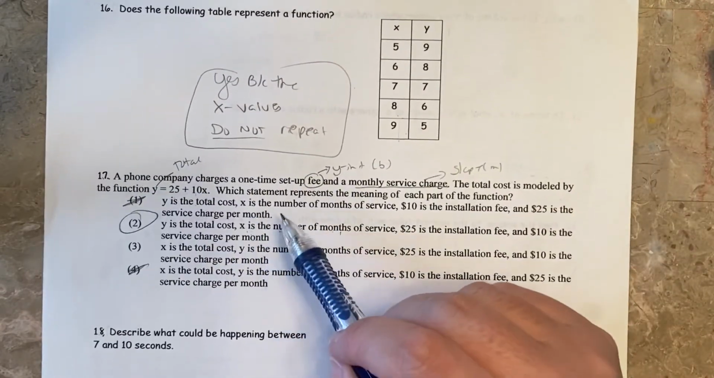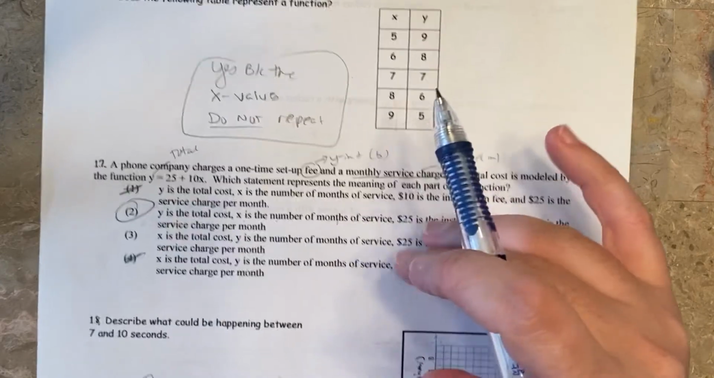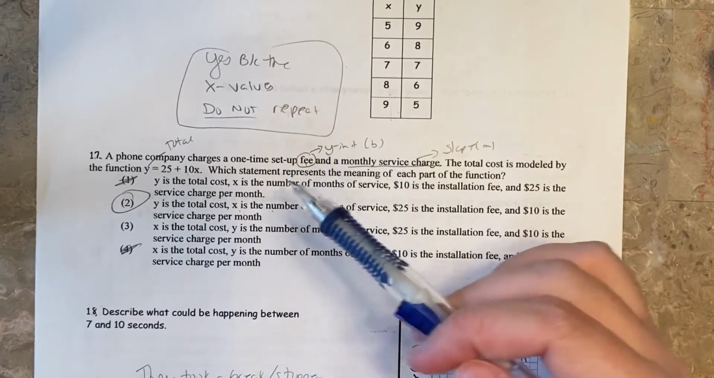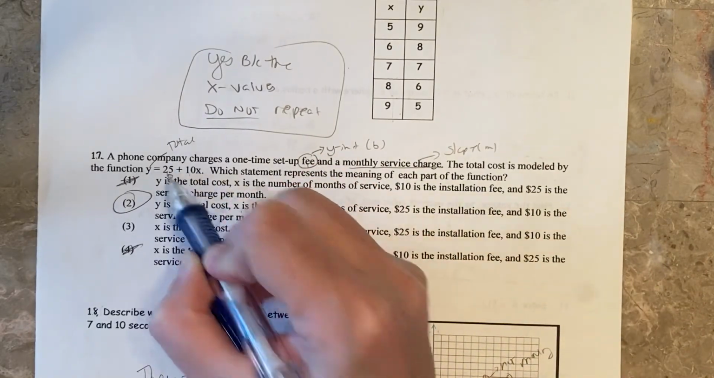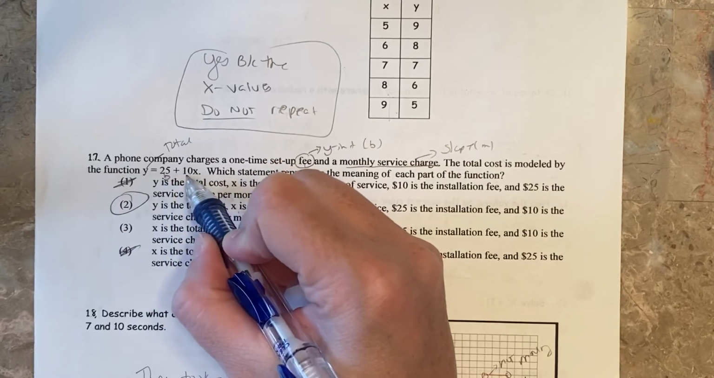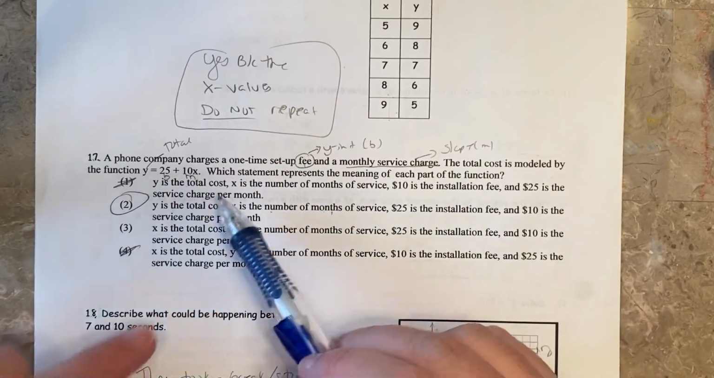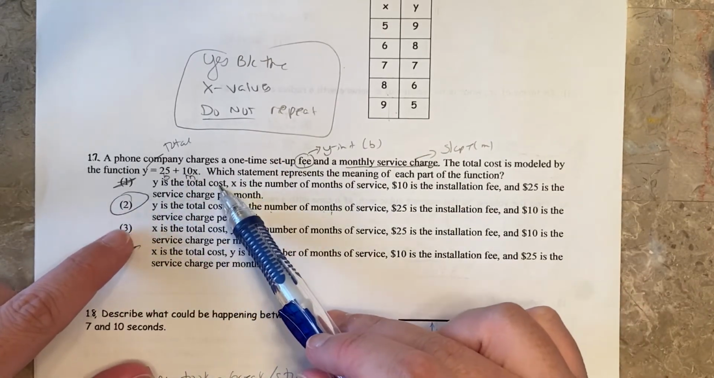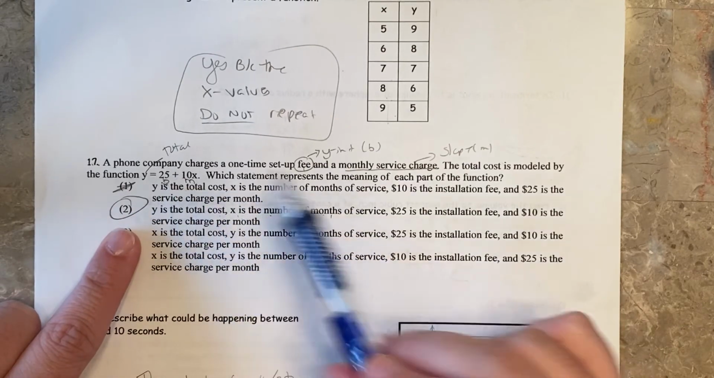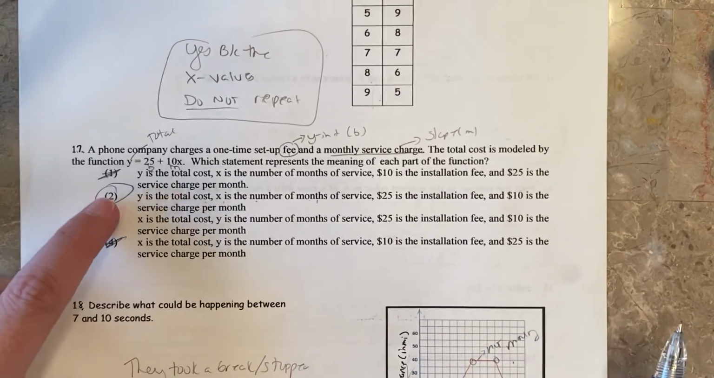Number 17. Oh, this one got mixed in for day 6. That's okay. A phone company charges a one-time fee. So the fee is the y-intercept. This is your y-intercept because it's a constant, it doesn't have a variable. And this is your slope. So y is always going to be the total. So 3 and 4 are out. 25 is your fee, so it is choice 2. That is correct, choice 2.